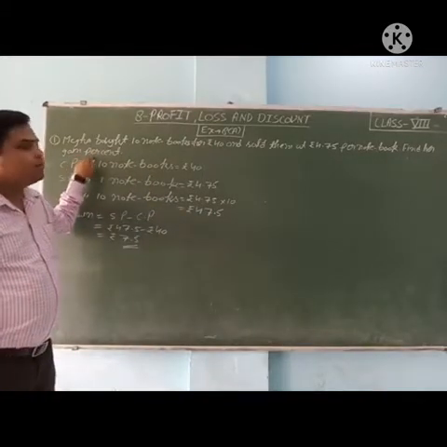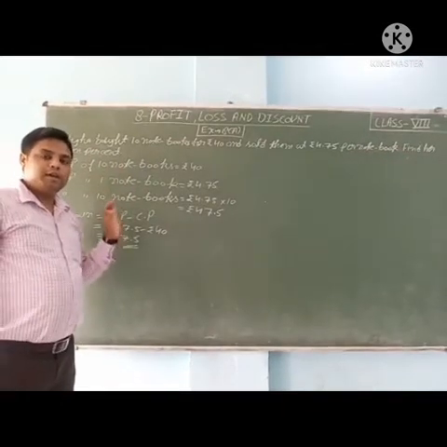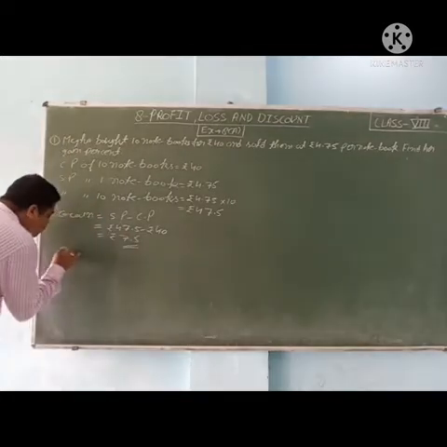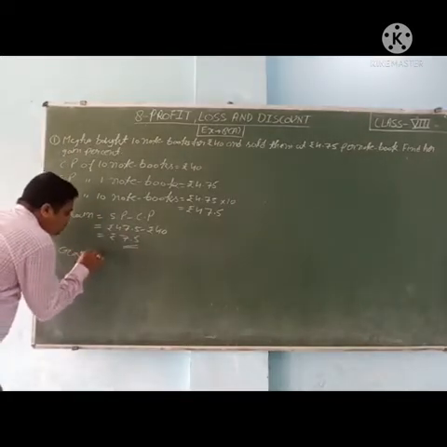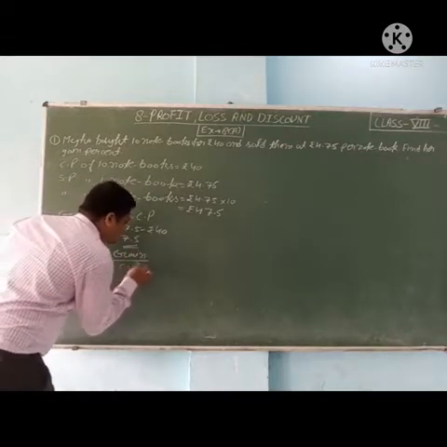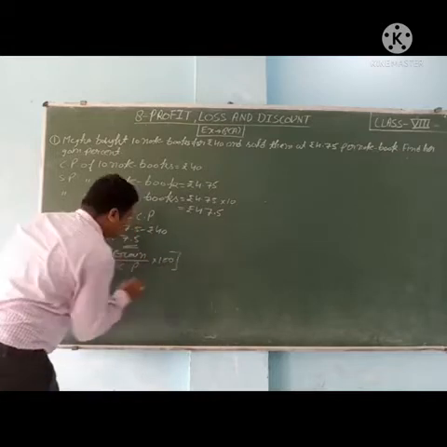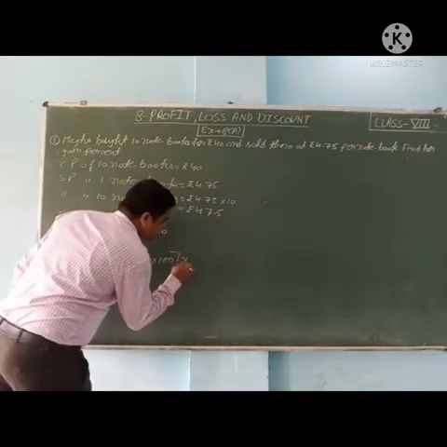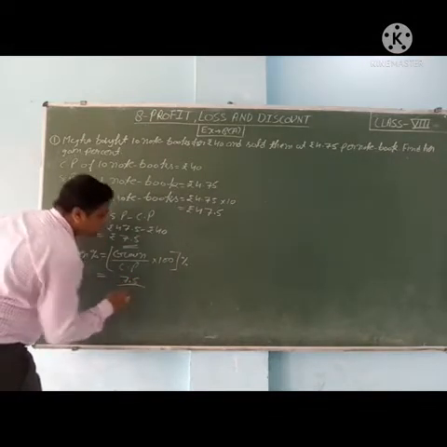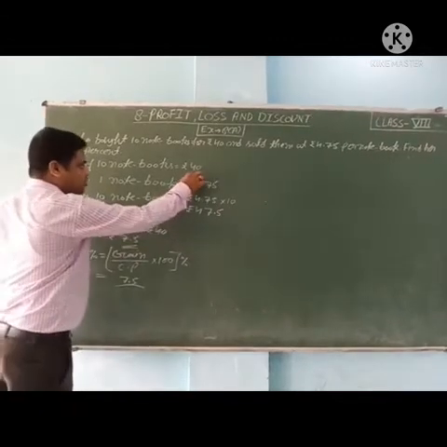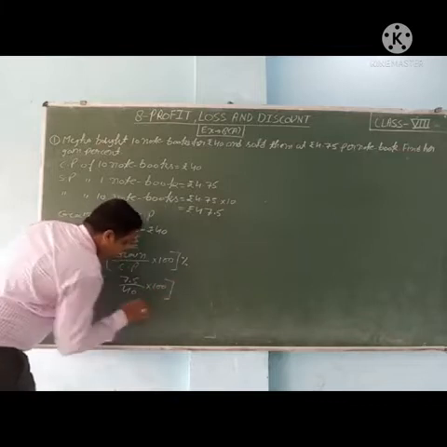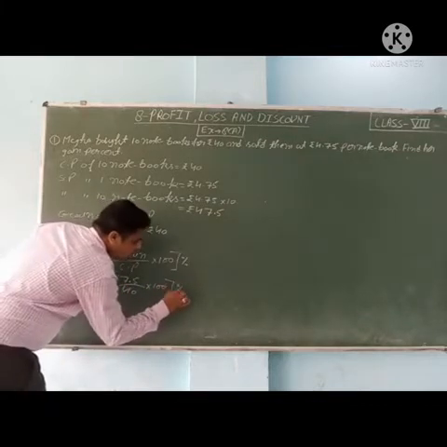What is asked in the question? Find her gain percent. They are asking gain percent, but we found the gain. So the formula of gain percent, I told you in the previous video: gain percent is equal to gain upon CP into 100%. Now we will put the values. Gain is 7.5 upon CP of 10 notebooks, which is 40, multiplied by 100%. So now we will solve.